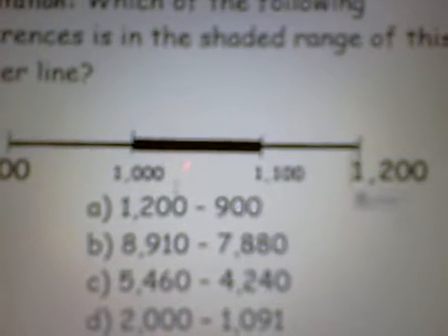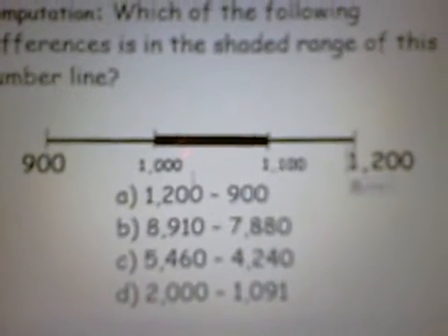C. 5,460 minus 4,260. Start my ones. 0 minus 0, 6 minus 6, 4 minus 2 is 2, 5 minus 4 is 1, 1,200. That is not in the shaded range of my number line. That number would go over here by 1,200.